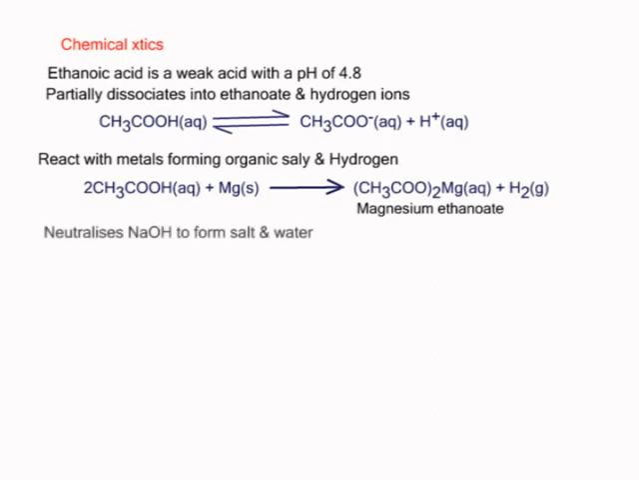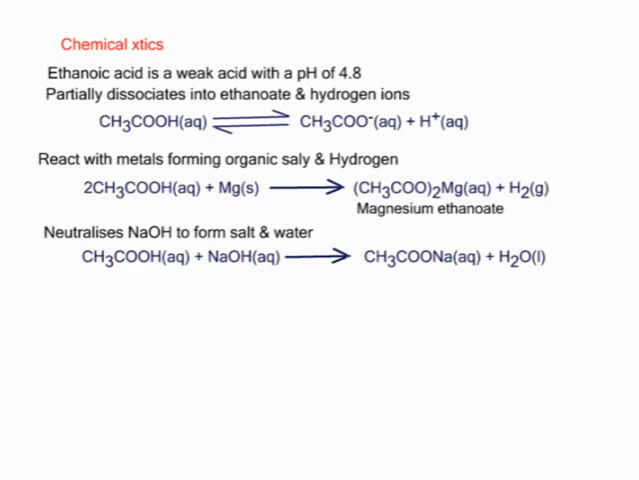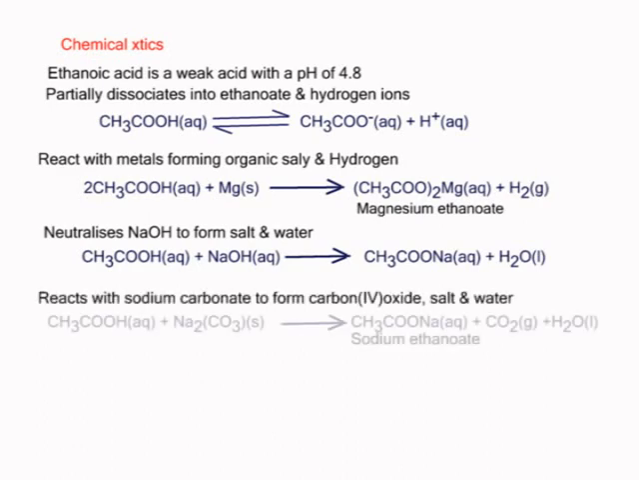Ethanoic acid neutralizes sodium hydroxide to form salt and water. So the reaction is shown here. Ethanoic acid plus sodium hydroxide to give sodium ethanoate, that is the salt, plus water. Therefore, generally alkanoic acids react with alkalis to form salt and water, that is shown here. Ethanoic acid also reacts with sodium carbonate to produce carbon(IV) oxide and water according to that equation. The salt formed again is sodium ethanoate.